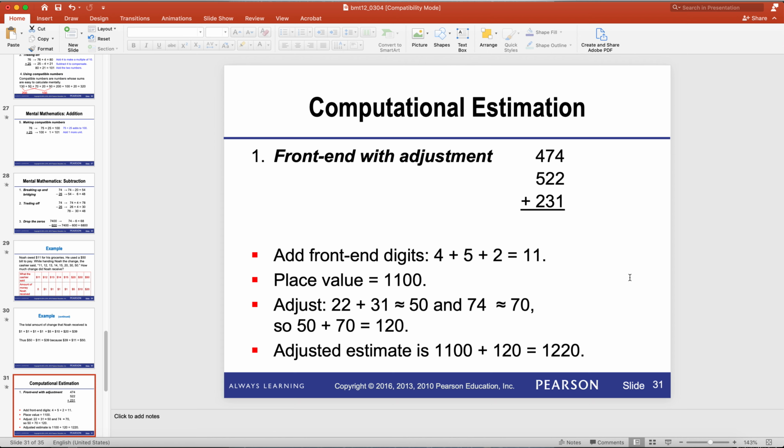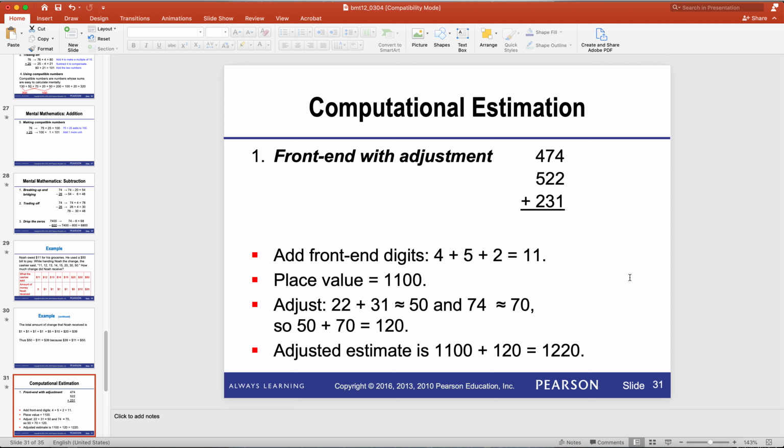So a computational estimation method would be adding front end digits. I'm adding what's in the front, and I get 11, which would be 11 100, so it'd be 1100. And then I can adjust: 22 plus 31 is 50, approximately 50. 74 is approximately 70. So I'm just estimating. And I tell students, it's really hard because in math, when they get older, we don't really want them to estimate a whole lot. We want exact answers. But if I'm in the store trying to figure out if I have enough money to buy something, I'm going to use estimation. So this is a valuable skill that we need our students to learn.